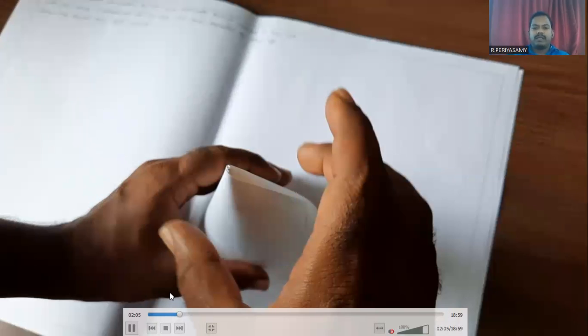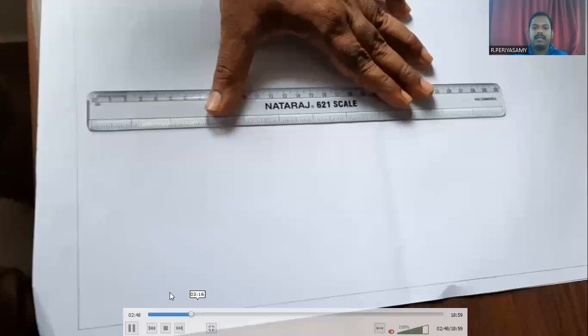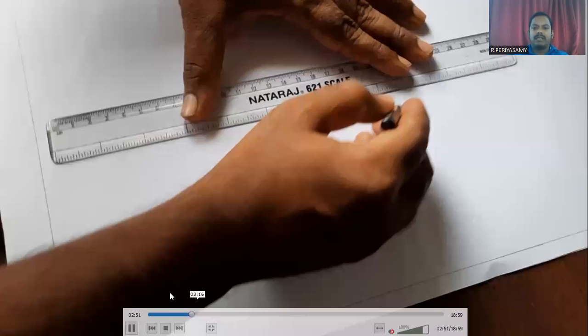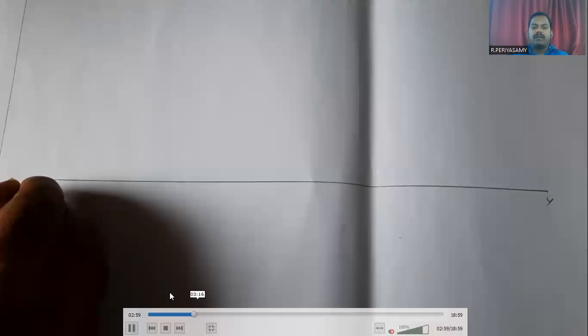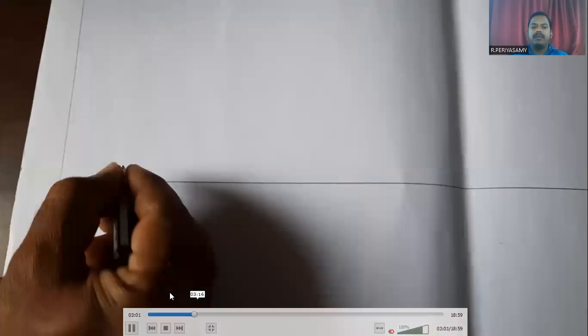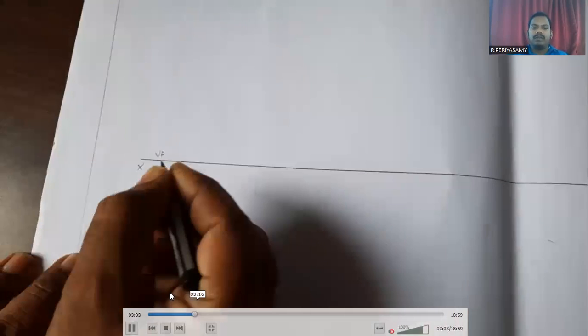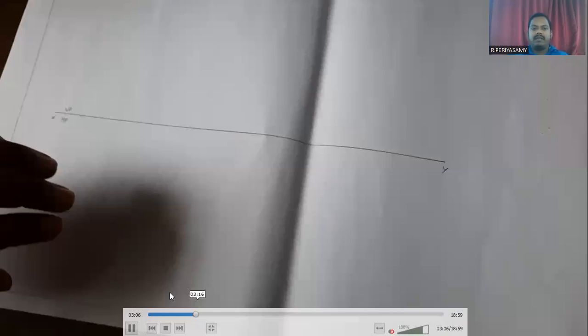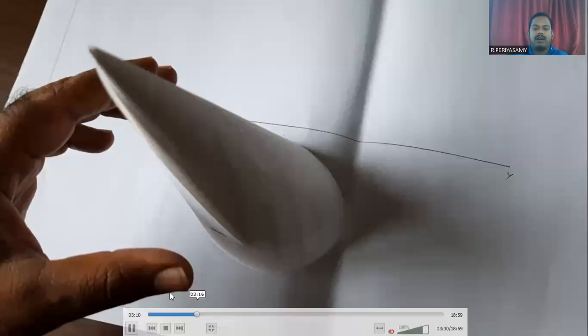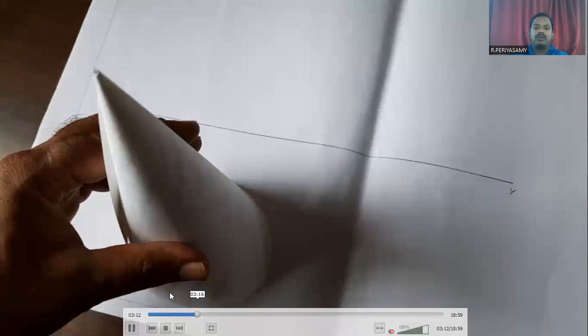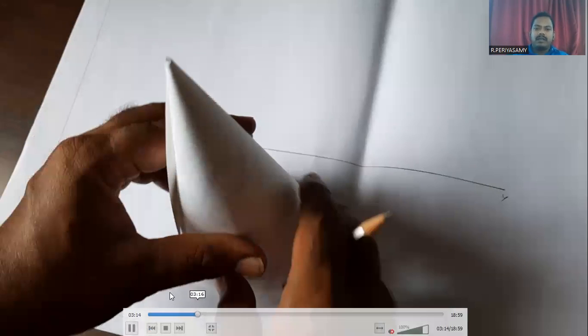First of all, we have to draw one horizontal line. This is called the reference axis, and we mark it X, Y. Next, above the reference axis we mark VP, and below the reference axis we mark HP. VP means vertical plane and HP means horizontal plane. In this case, the cone base is on the HP, so in the top view projection the base circle will be projected.